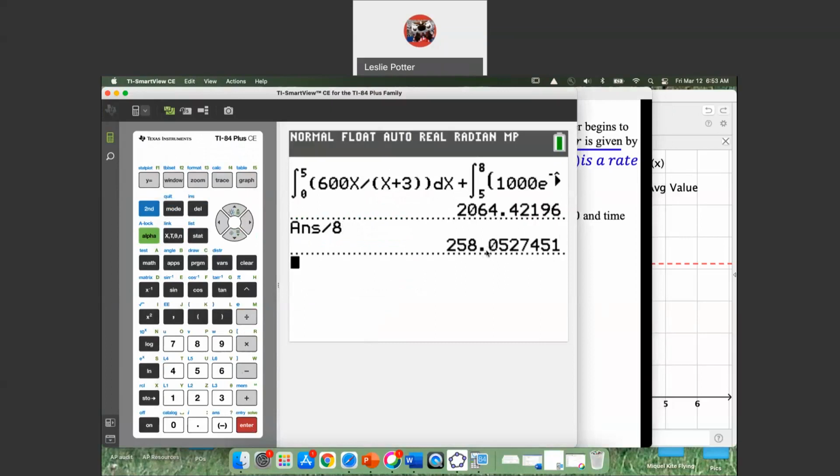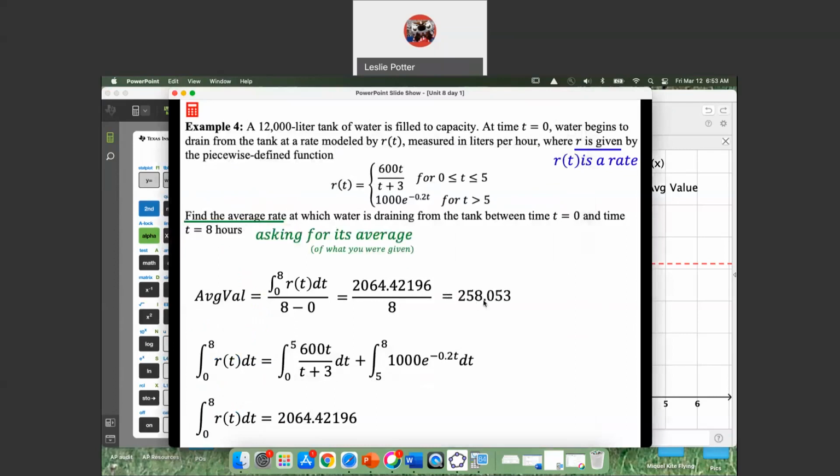That will be fine if you want to do that, but we really can stop where we see it. So we can round this appropriately, and I think I did round it. So we have 258.053 as our average value. And we know if this is an average value, it's just asking us to average this function we already have, so the units are the same as what we have, which is liters per hour. So that's the average value over that 8-hour time period.